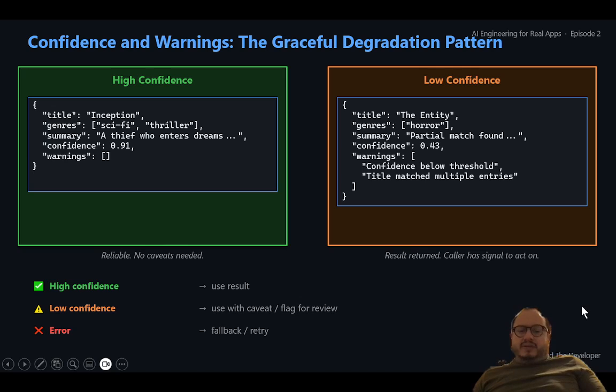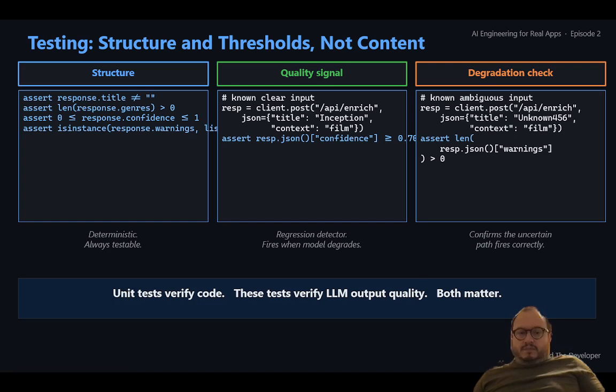Let me close with how to test this kind of API, because the standard request-response tests need a different approach here. Testing an AI API is different from testing a deterministic API. If you assert that the summary field must equal a specific string, you will fail every time the model rephrases. That is not a useful test. What you can assert is structure and thresholds. For structure, every response must have a title, genre list, summary, confidence, and warnings. None of these should be null. Genres must have at least one entry. Summary must be a non-empty string. These are deterministic assertions. They pass or fail the same way every run.